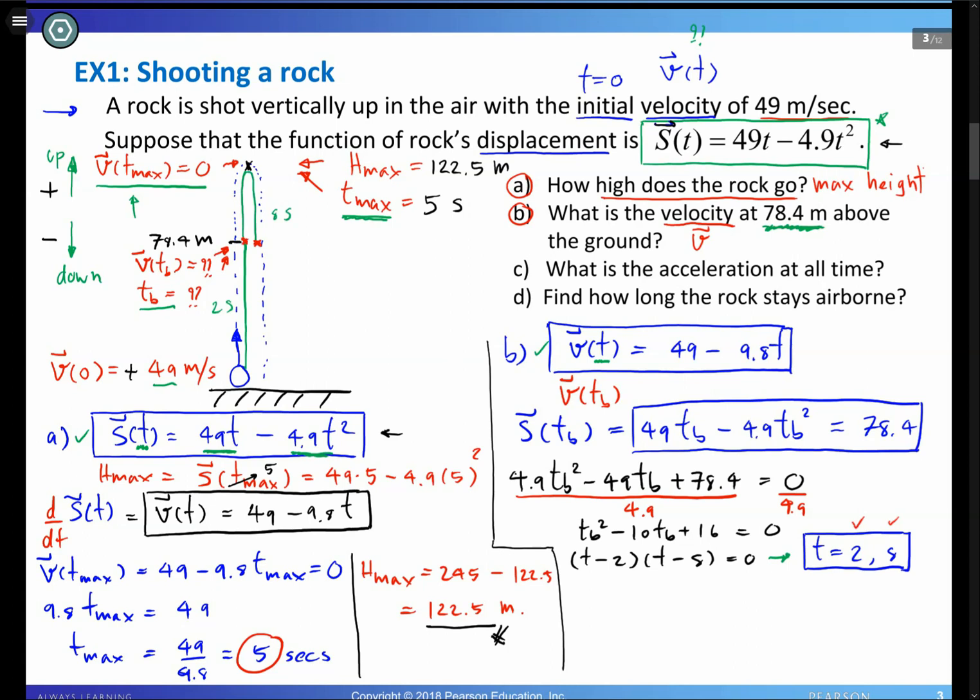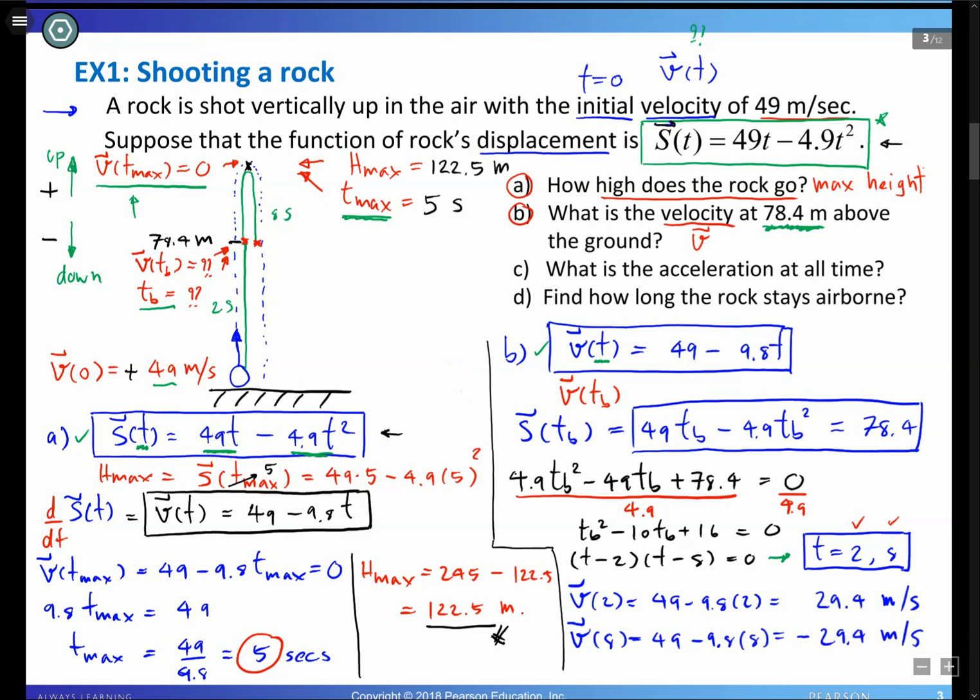Now we are going to put these 2 values into the velocity function. So let's do that down here. First, v at 2 seconds on its way up. At 2 seconds, we have 49 minus 9.8 times 2. And we have 29.4 meters per second. And velocity at 8 seconds equal to 49 minus 9.8 times 8. And for this one, we have minus 29.4 meters per second.